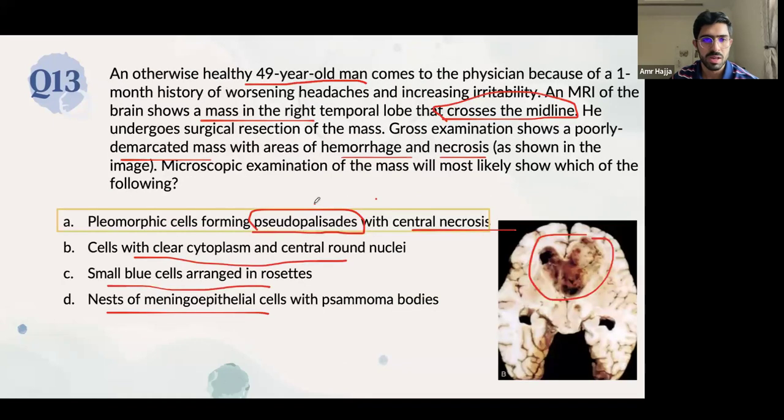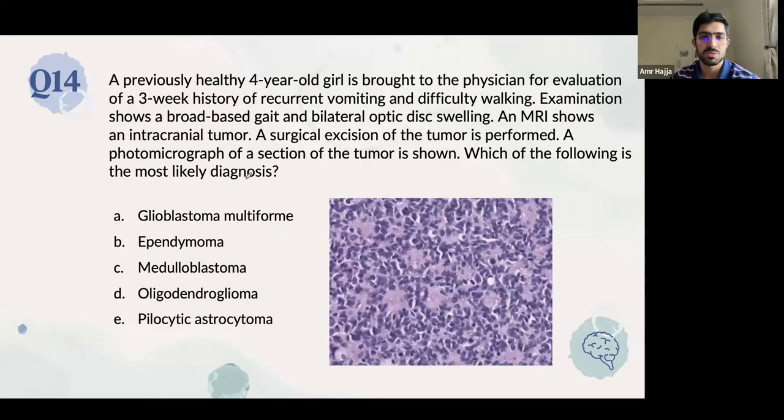Here we have, actually I think, clear cytoplasm. This is oligodendroglioma. It's fried egg appearance. I just memorize it as fried egg appearance and that's it. So it's clear cytoplasm with a central nucleus. Correct.